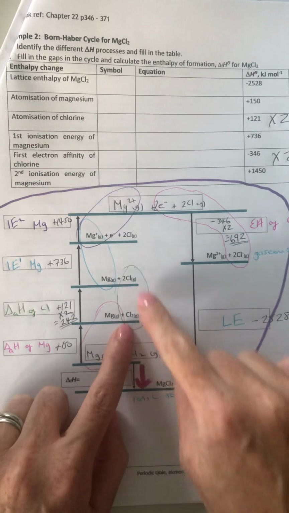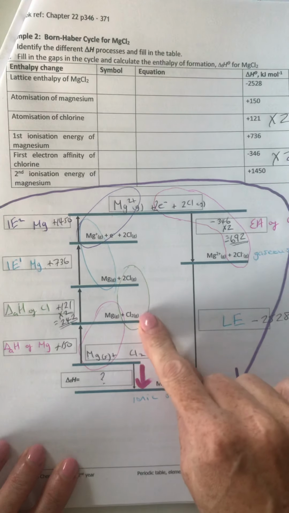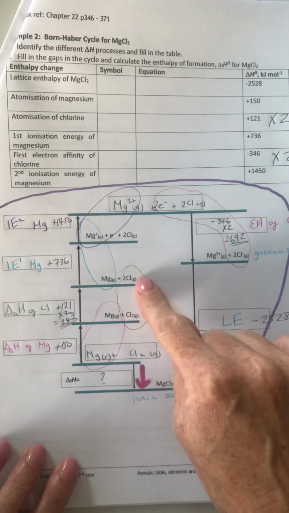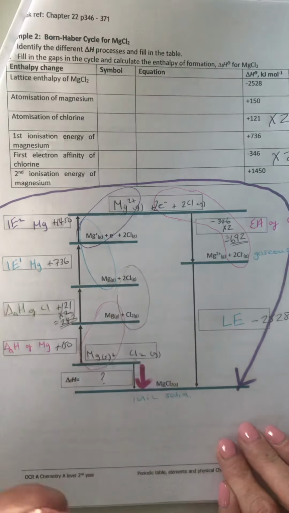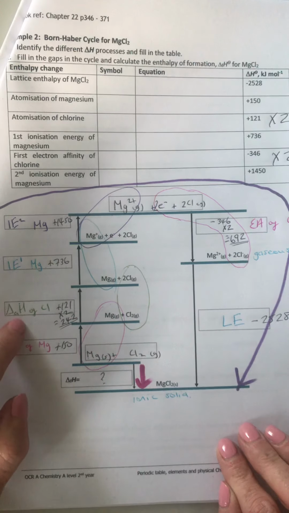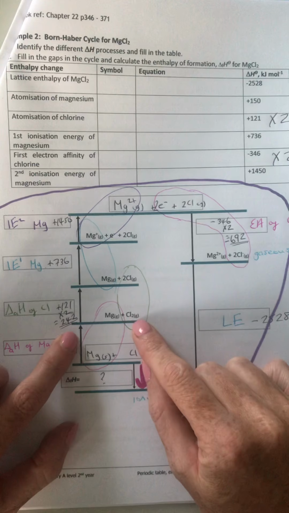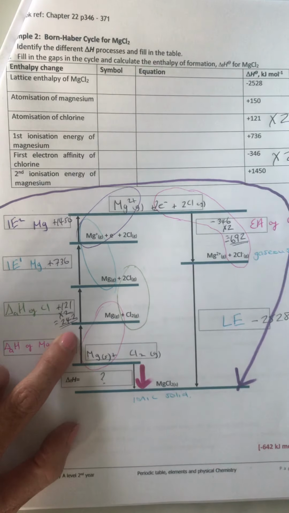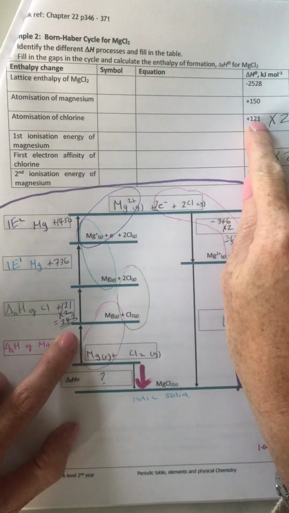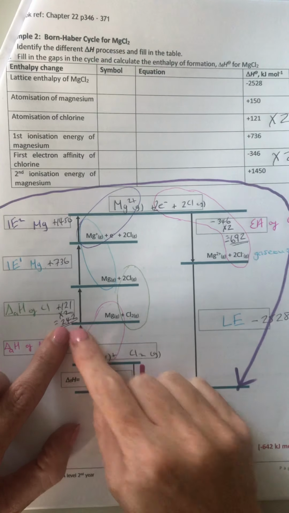For this one here, you can see the thing that's changing is in green. I've circled it. Chlorine, Cl2 gas to 2Cl gas, that's atomization of chlorine. It's changed from a molecule to two atoms. So that's delta H atomization of chlorine. Now atomization is the energy required to make one atom. So that 121 value, you need to times it by 2. So that's 242 when you times that by 2.